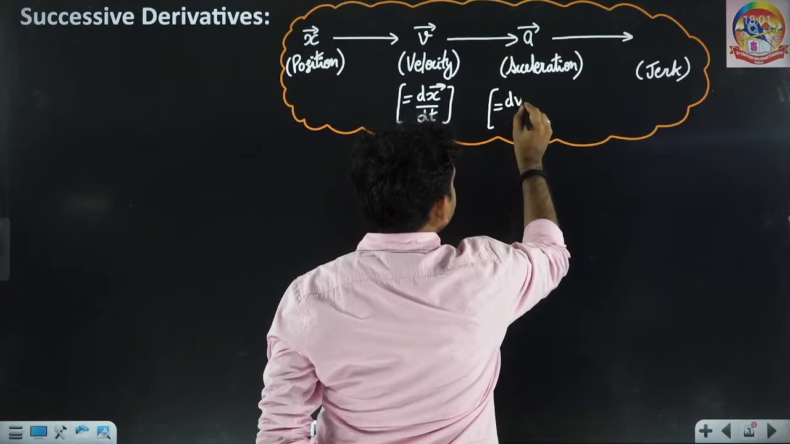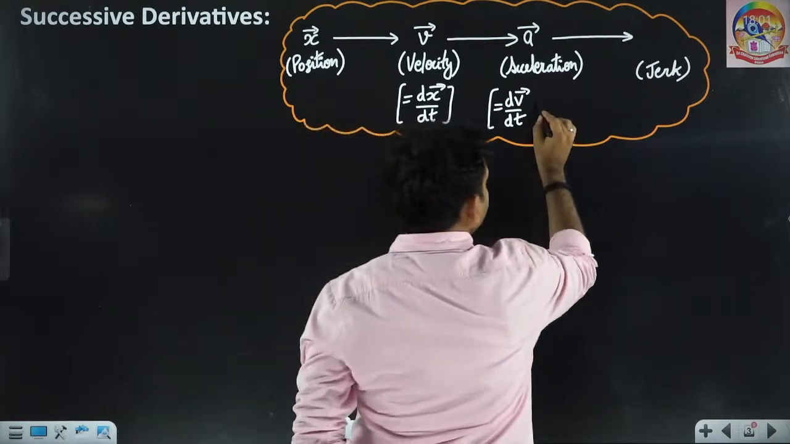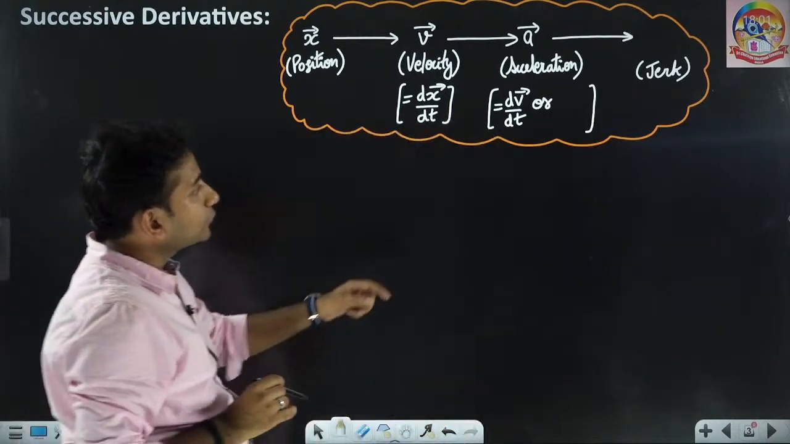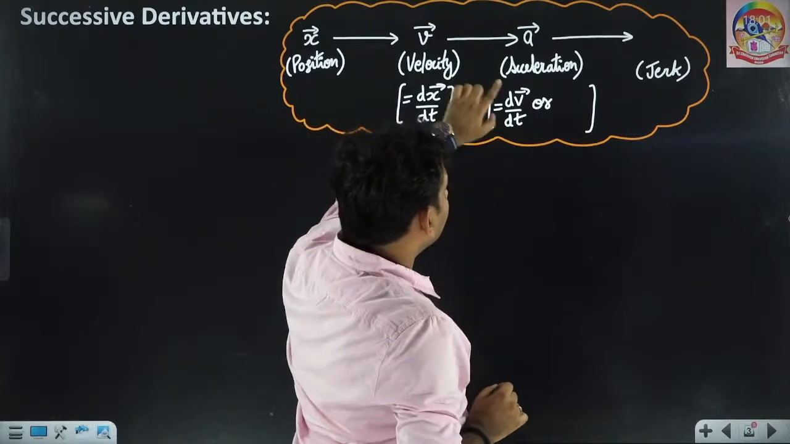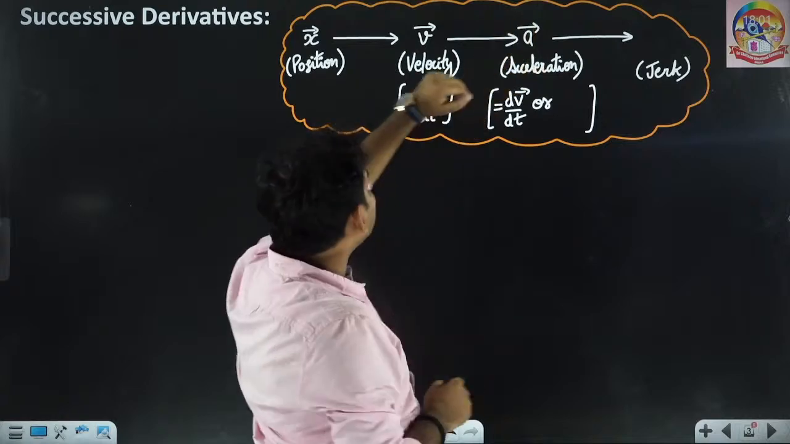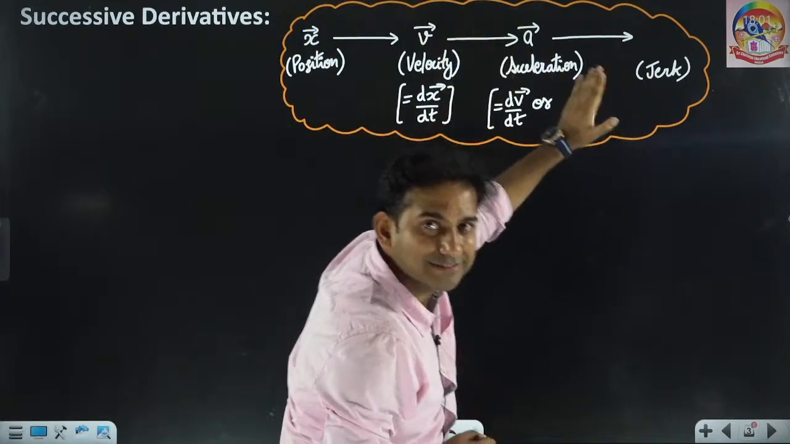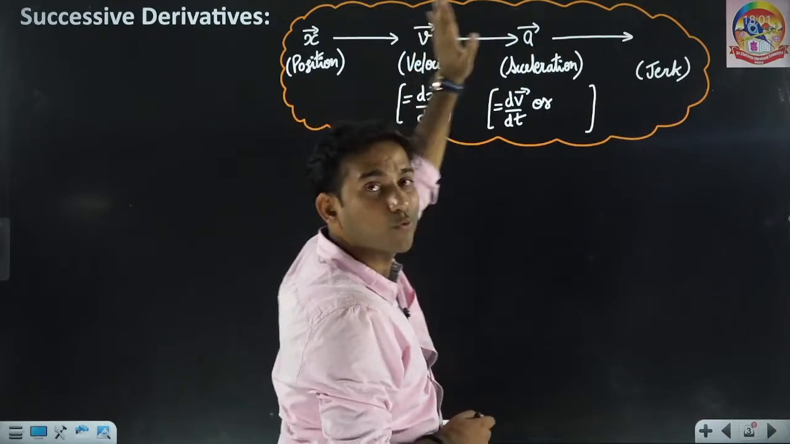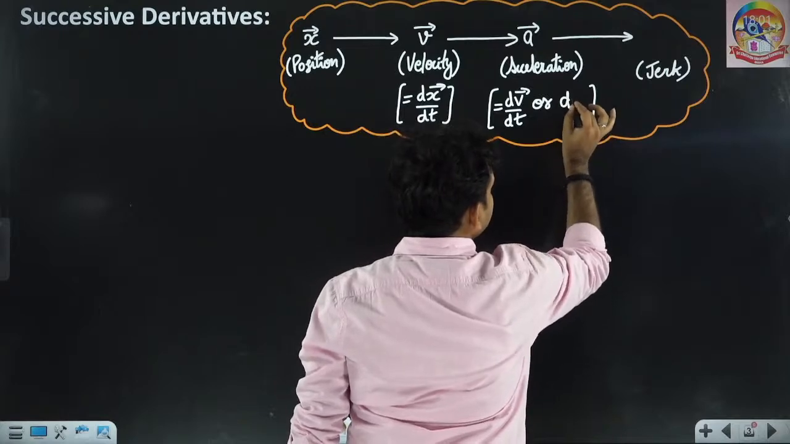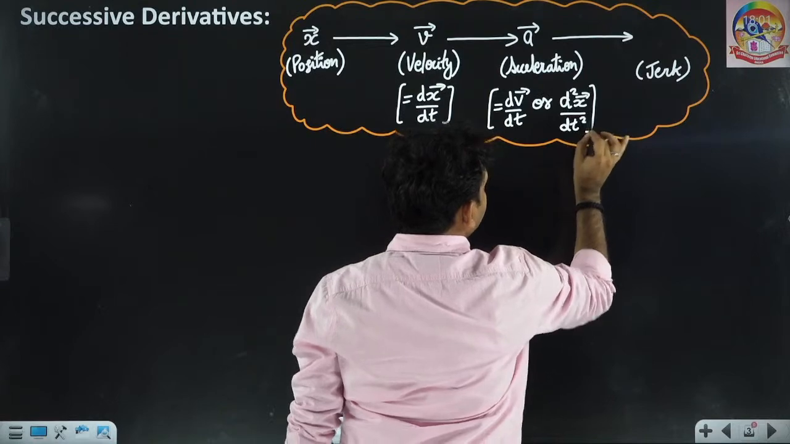you will say dv by dt. Now be very, very careful. Here you can write differentiation of velocity one time. But if you start from position, then you have to do double differentiation: one time here, one time here. Double differentiation is represented by d2x by dt square.